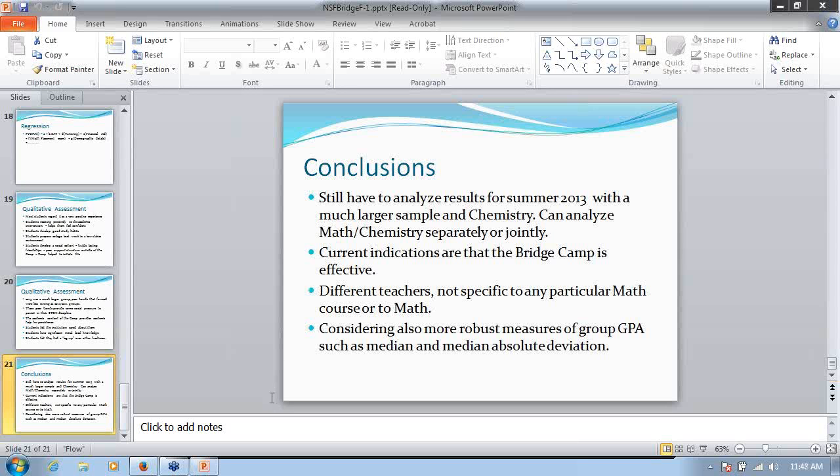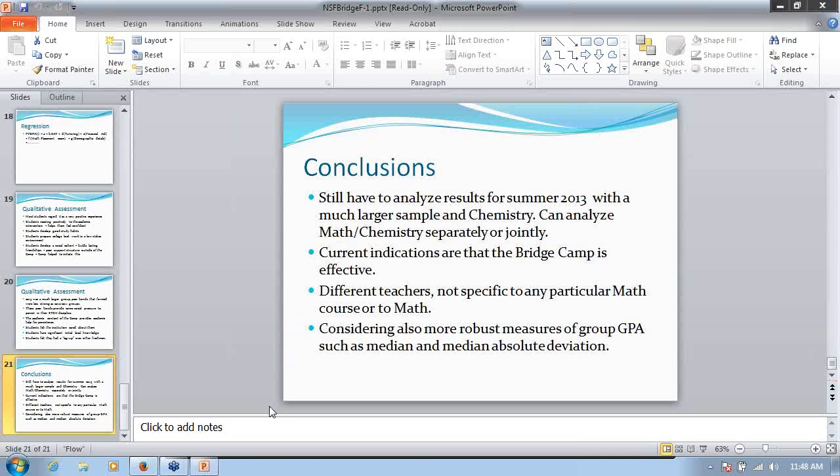And then, can you ask if they looked at actual retention in STEM, since GPA could come from non-STEM courses? Okay, that's an interesting question.